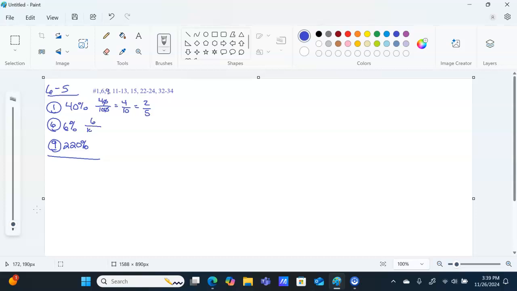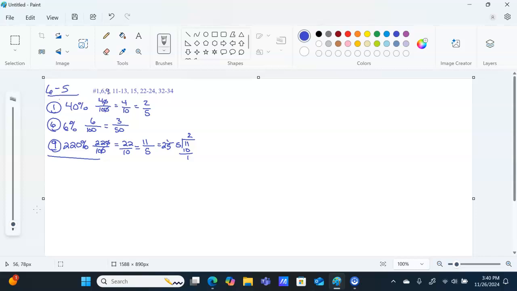6, write it over 100. These are both divisible by 2, so I'm going to have 3 over 50. Write 220 over 100. I can drop one of my zeros. I get 22 over 10. Both divisible by 2, I get 11 over 5. Which will be 2 1/5.